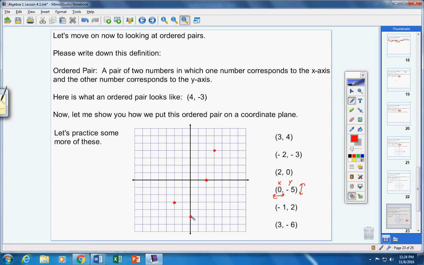There it is. Now if you want to plot this number first, the negative 5, that's fine. Start here and go down 5. 1, 2, 3, 4, 5. And then you go to the right 0. You go to the left 0. So you stay right there. Okay, next one, negative 1, 2. Here's your x.